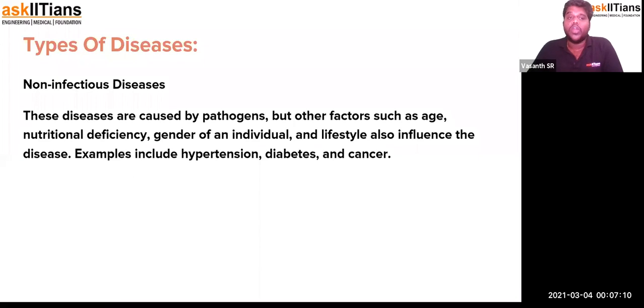So next one would be non-infectious disease. Any disease which is not transferred from one organism to another organism, because there is no factor involved in the process of transferring. For example, usually the pathogens, the microorganisms, are the ones which actually cause the disease, right?